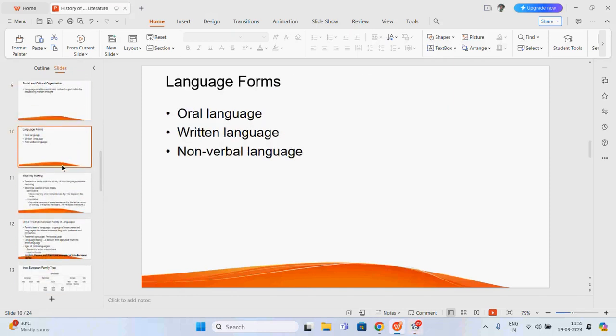Let us quickly look at the language forms. Language can take 3 forms. 1, the oral language. As you listen to me now, you are experiencing the oral language. When you look on your screens and see the slides move from one to the other, you are experiencing language in its written form. When you read from your SLM, you are experiencing language in the written form. When you answer the examination question paper, when you write your assignments, you are experiencing the written language. Then there is non-verbal language.